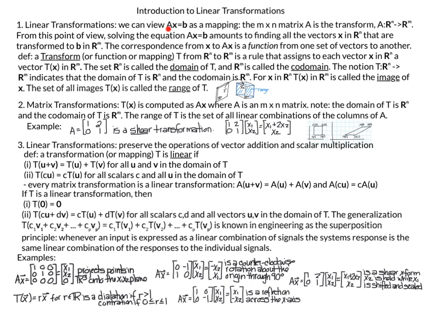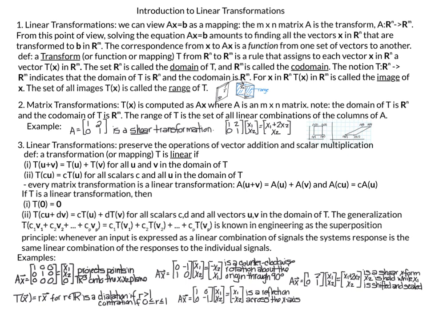In previous videos, we had looked at this matrix equation Ax equals b, and we said that this could represent a system of linear equations, or it could represent a linear combination of the column vectors of A. In this video, we're going to look at the matrix A as a transformation that takes a vector x and produces a vector b. So if A is an m by n matrix, it takes a vector in Rn and transforms it into a vector in Rm. In this way, the equation Ax equals b amounts to finding all the vectors x in Rn that are transformed to the vector b in Rm.